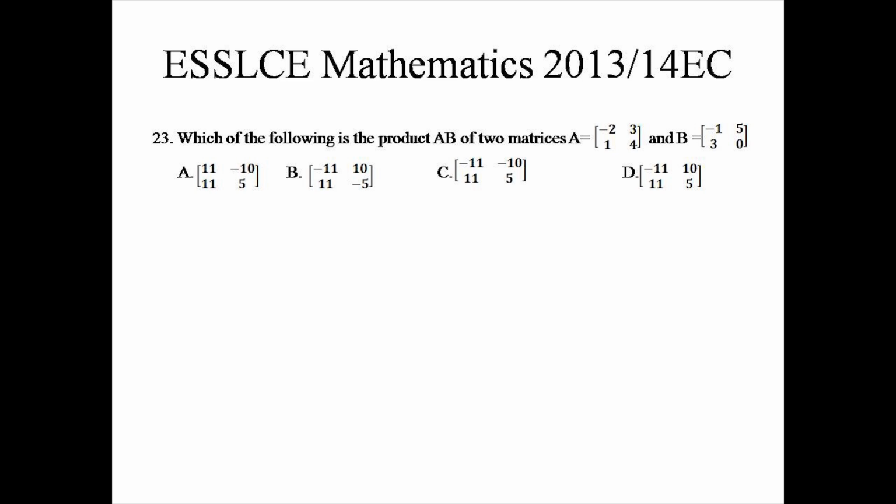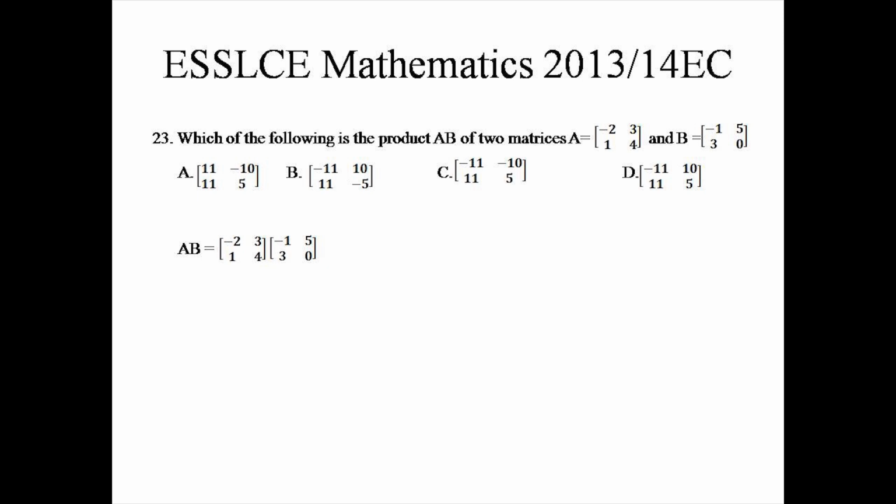A is equal to a 2 by 2 matrix having elements of first row negative 2 and 3 and elements of second row 1, 4, and B is equal to a 2 by 2 matrix having elements of first row negative 1 and 5 and elements of second row 3 and 0. A times B, that's the product of the two matrices, can be determined by following the steps below.